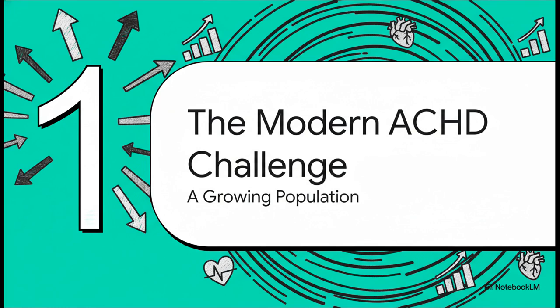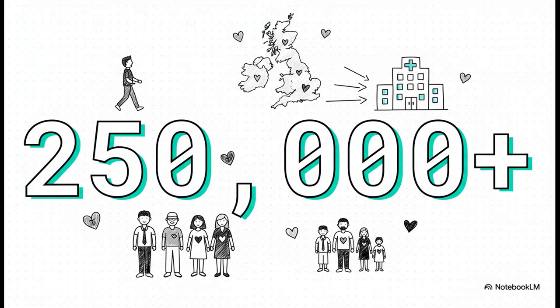Okay, first, let's just get a sense of the sheer scale we're dealing with. This isn't some niche topic you might see once in a blue moon. It's becoming part of our day-to-day. Just think about this for a second. In the UK alone, there are now more than 250,000 adults living with congenital heart disease. That number is actually bigger than the entire population of kids with these conditions. So yeah, you will see these patients.